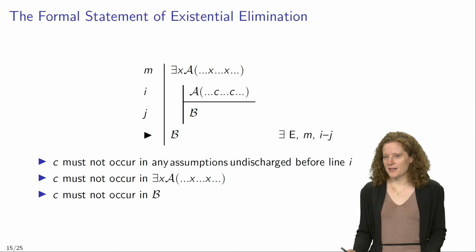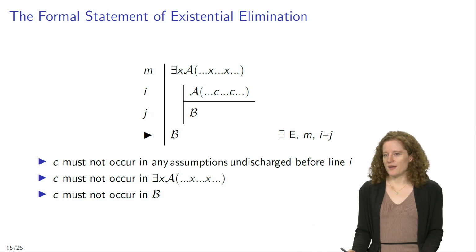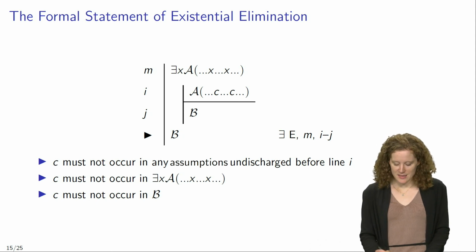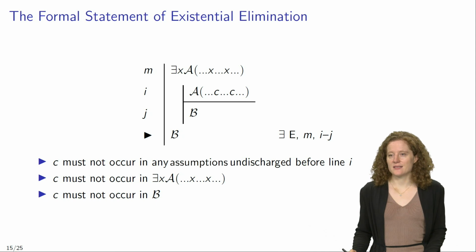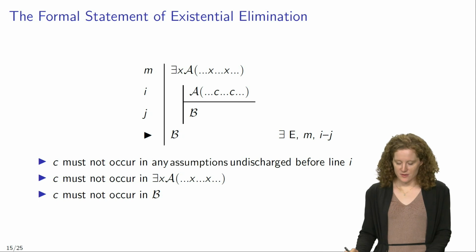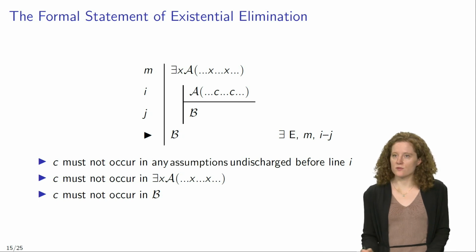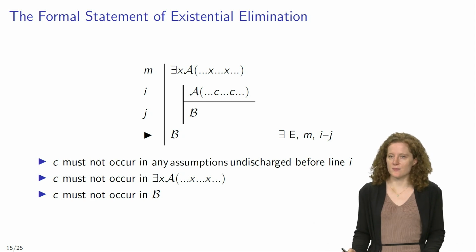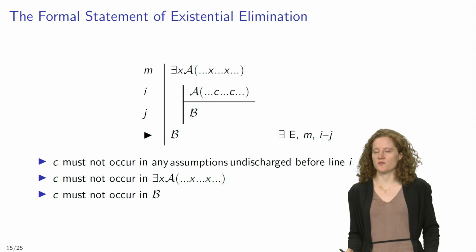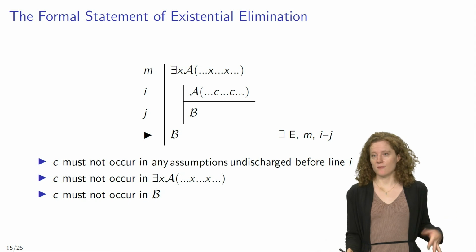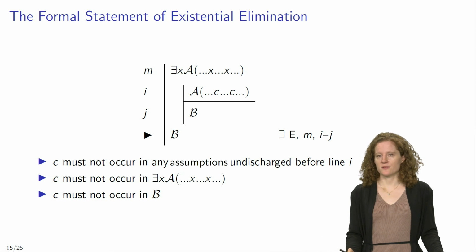And so we may then infer that B must be true and justify this inference by means of existential elimination. Now, for the correct application of this rule, we need to obey three important constraints. The first constraint is that the name C must not occur in any assumptions that are undischarged before line I. So you see in the formal statement of the rule in line M, the name C does not occur. And that's crucial. It's always best to just use a new name that you haven't seen before in your proof. That's the first important constraint.